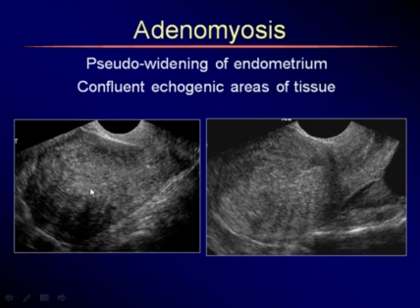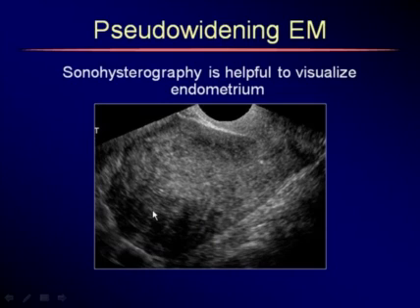That can lead to this so-called pseudo-widening, where the endometrium looks too thick, and it's sometimes measured 2 to 3 centimeters, and the patient has no bleeding, particularly there's no evidence of a polyp, and that happens because you have these confluent echogenic abnormal areas. Sonohysterography becomes helpful in that case. So when you think there's endometrial thickening or you're not sure, the sonohysterogram can help us.